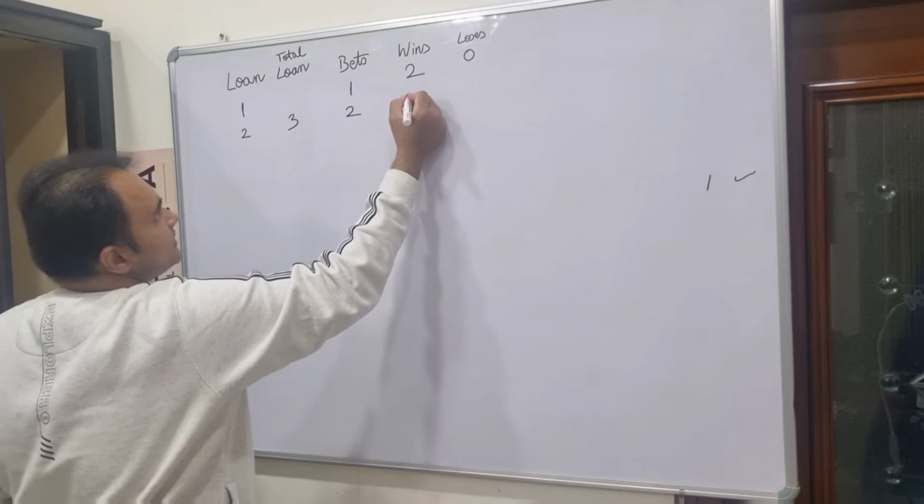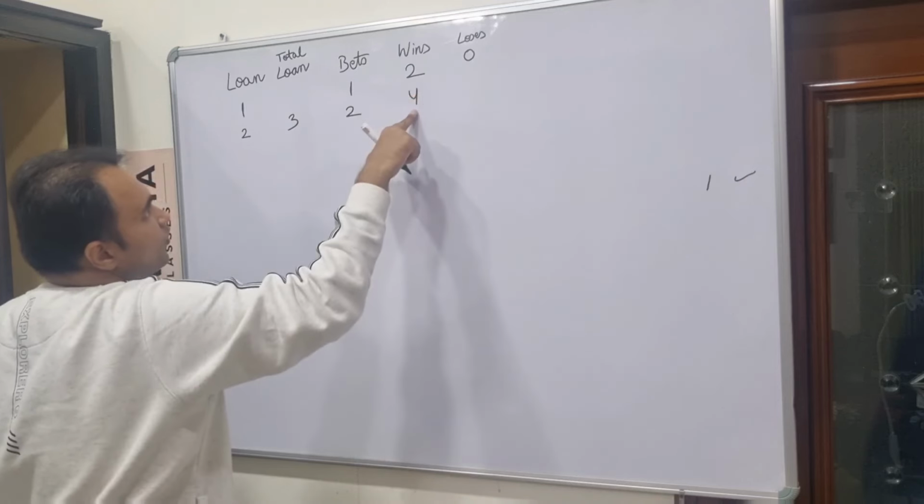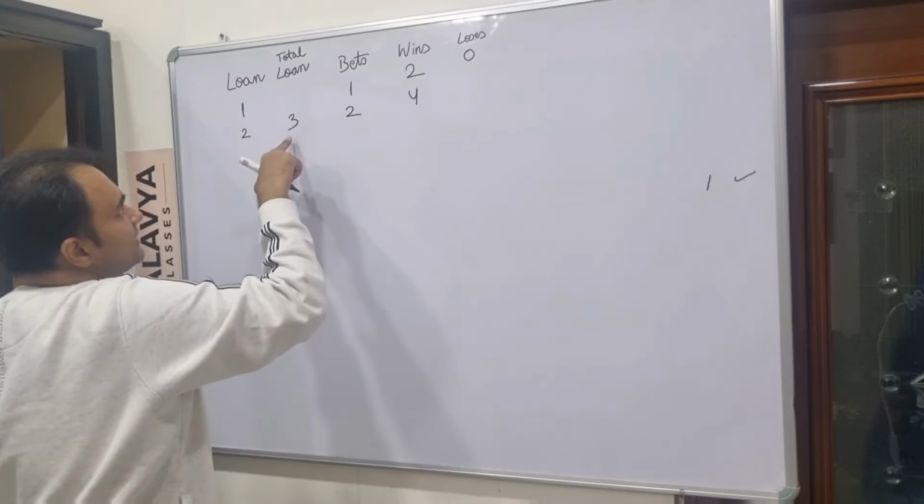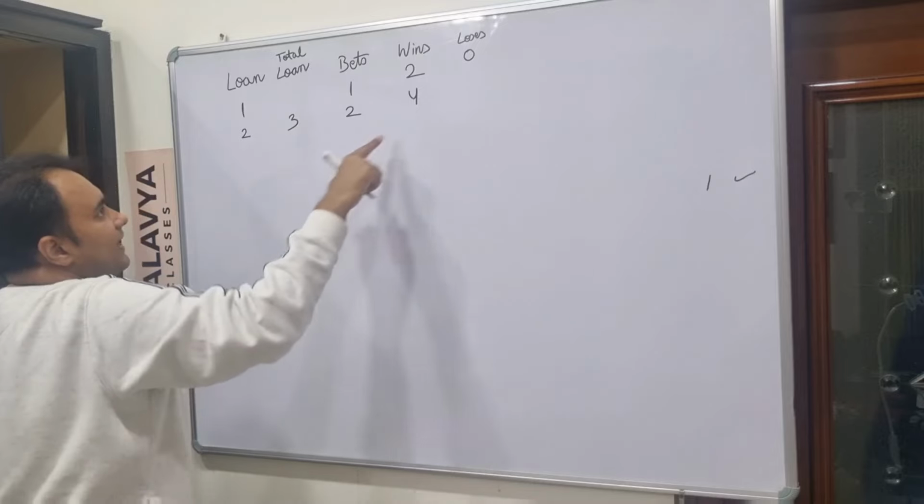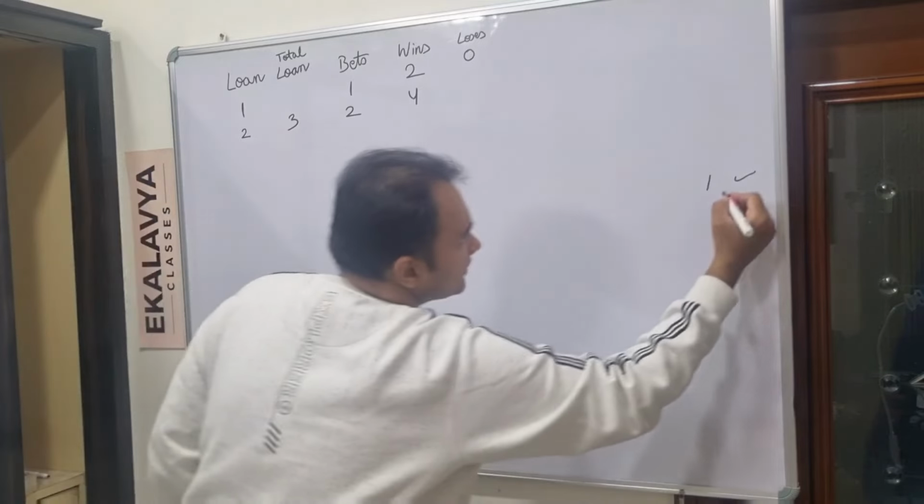If he wins 4 units of money, from this 4 units of money, he pays back 3 units of money loan and makes for himself 1 unit of money.